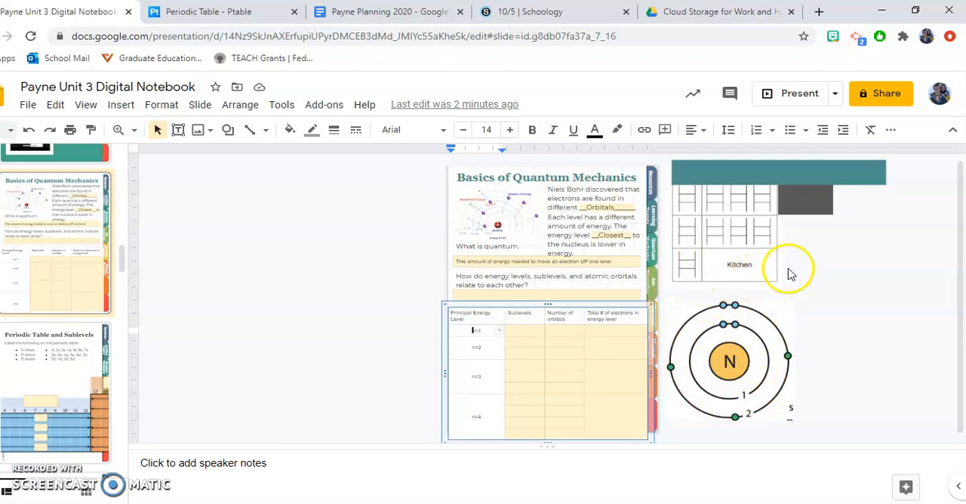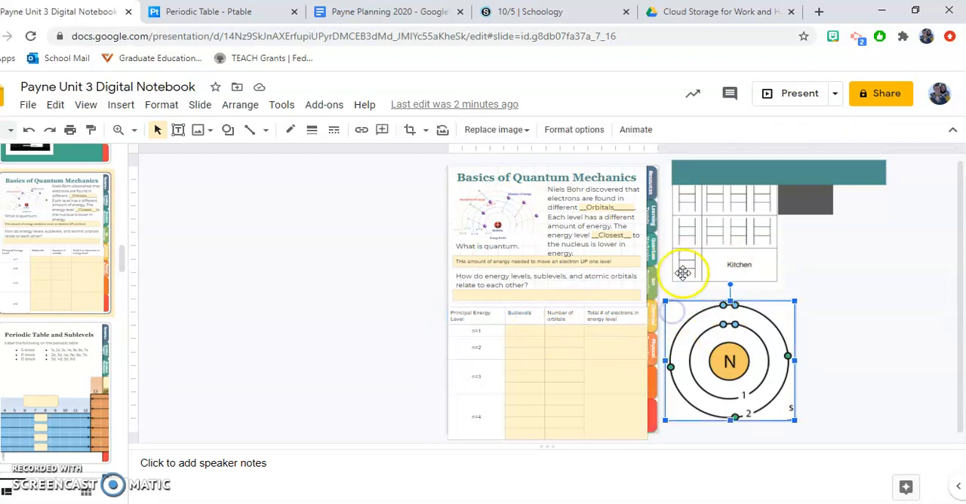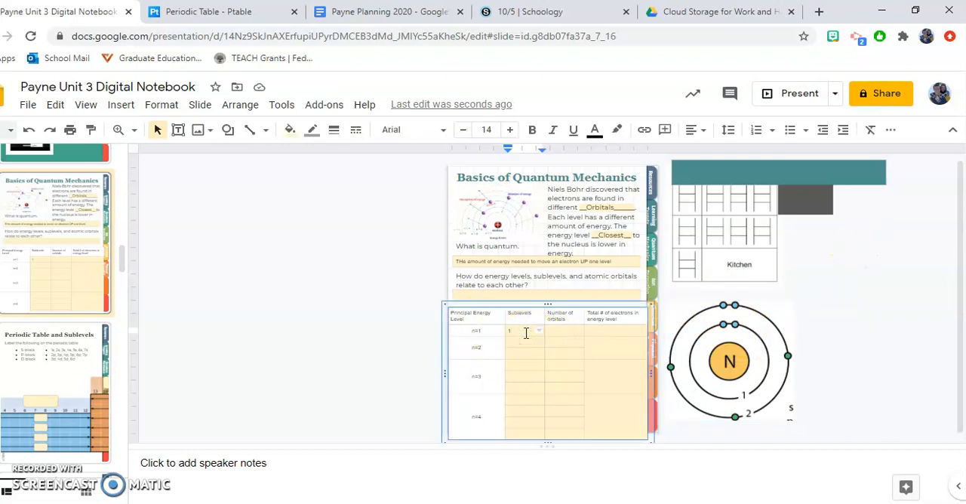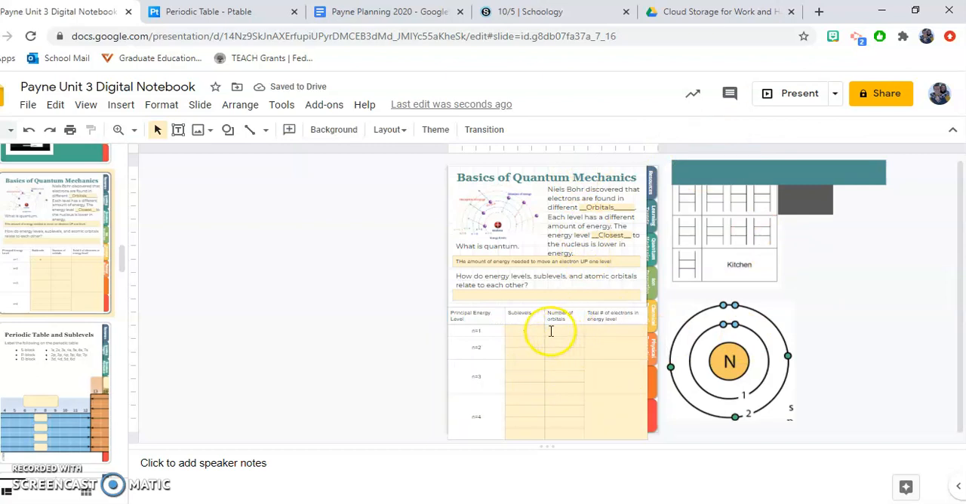Now I ask, how many sublevels are there? If we look at this model, there's only one room with campers, so there's only one sublevel. Each sublevel can hold its own amount of electrons. This is an S room, so it holds sublevel S. So we have the S sublevel right here on the first floor.